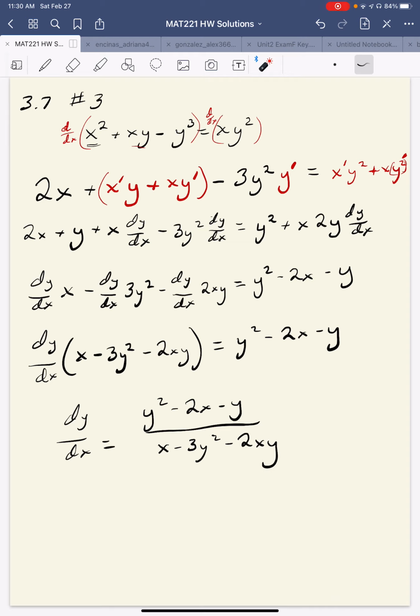And like was mentioned in the presentation video, now if I knew a particular x coordinate, I could find the y coordinate that goes with that on the curve, and I could find the slope of the tangent line at that point. All right, so now let's try another example. Let's look at problem number 15 from section 3.7.